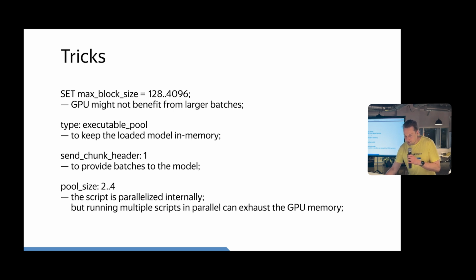And if we process this data on GPU, it will be automatically parallelized by the Python script using PyTorch, and it will not benefit from larger batches. You will only use more memory. Okay, we use executable pool, pooling, chunking. We use quite a small pool size with just 2 processes, because the script is already parallelized internally.